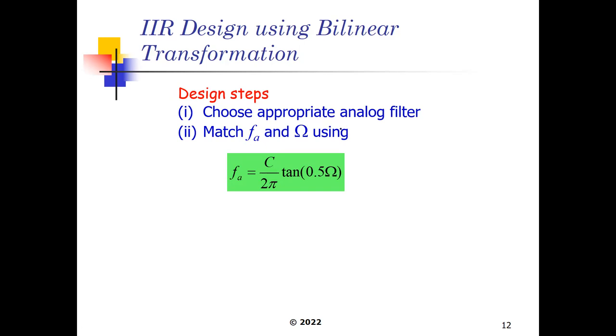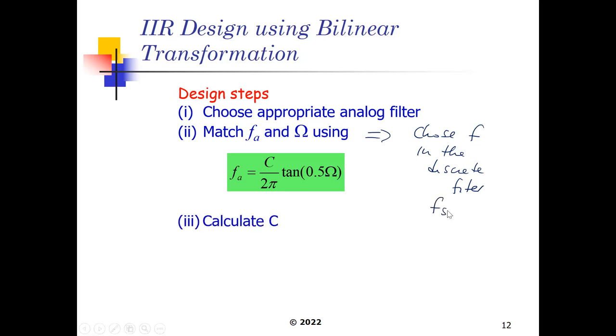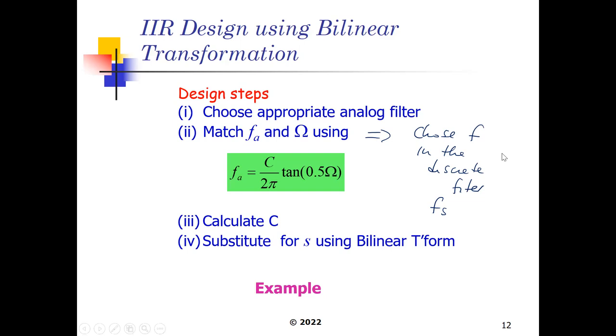So we match that on omega, and this is where we choose F in the digital or discrete filter. We choose F, we know FA, and because we choose F, we also have to choose FS, the sampling frequency. Then we calculate C. Once you do that, you substitute for S in the analog filter, and you get an expression in terms of Z. So let's see how that will work in a practical example.